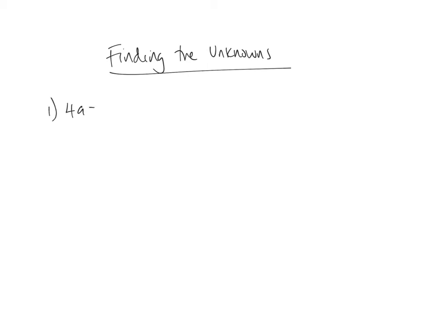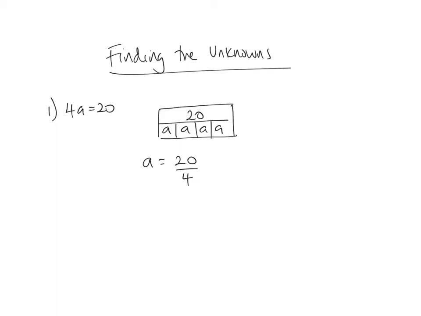So question number 1, 4a equals 20. So let's draw our bar model. Now 4 lots of a equals 20, so 20 must be largest, that goes on top. And then we can split it into 4 sections with each one equaling a. So therefore, if we want to find the value for a, that's 20 divided by 4 sections. So what we can now do is halve it, so that gives 10 over 2, and 10 over 2 then equals 5.